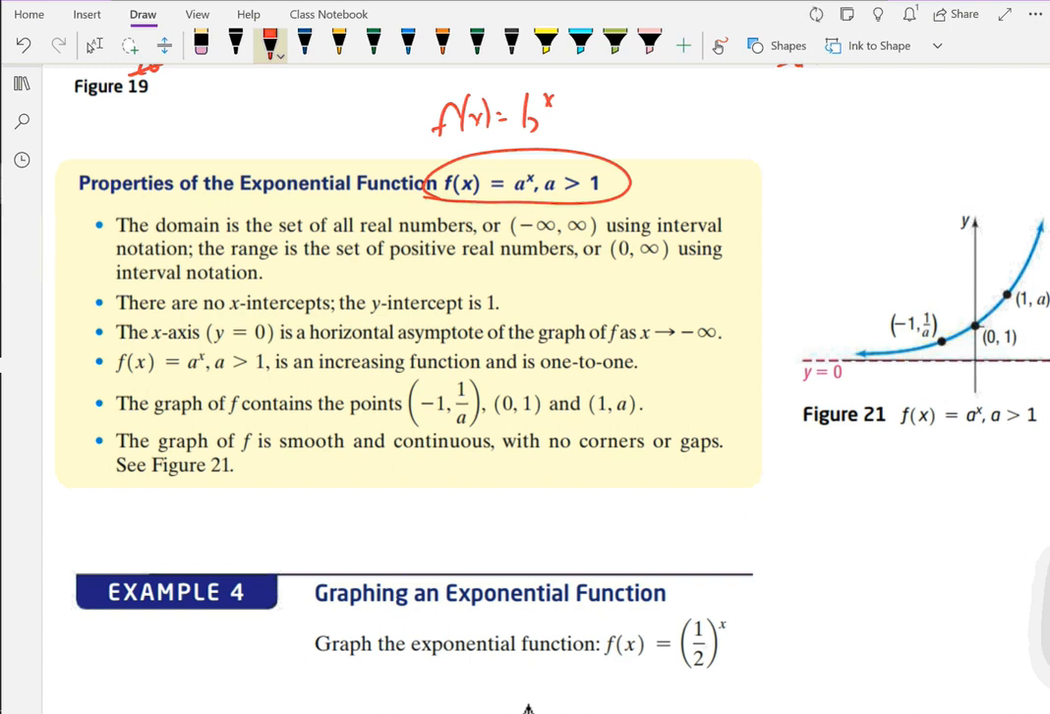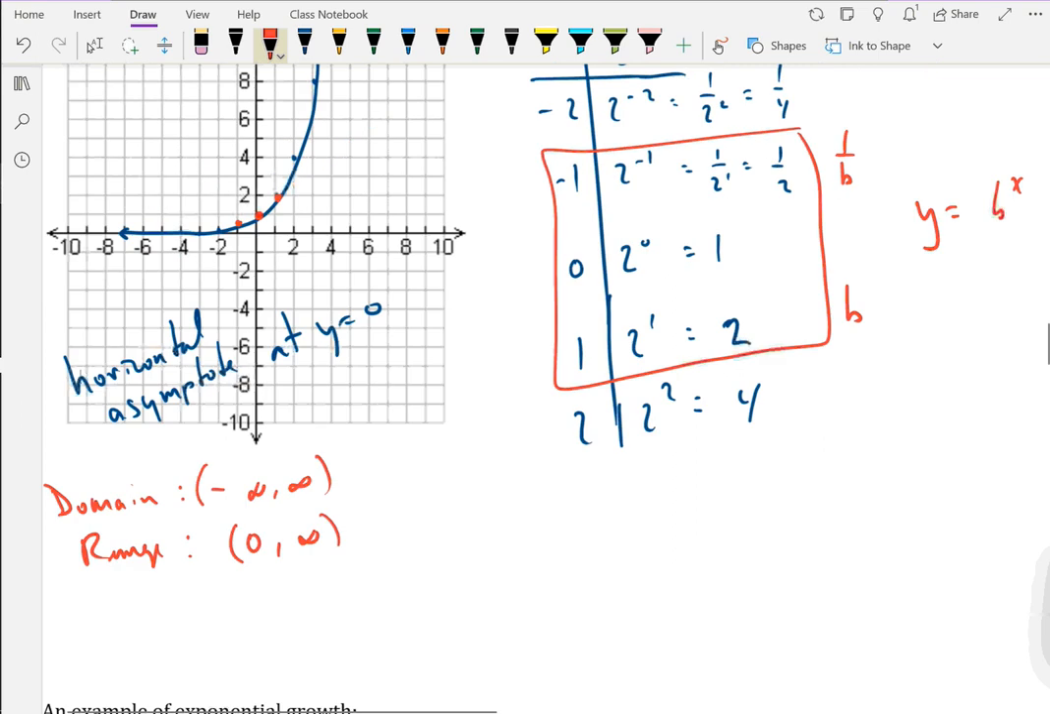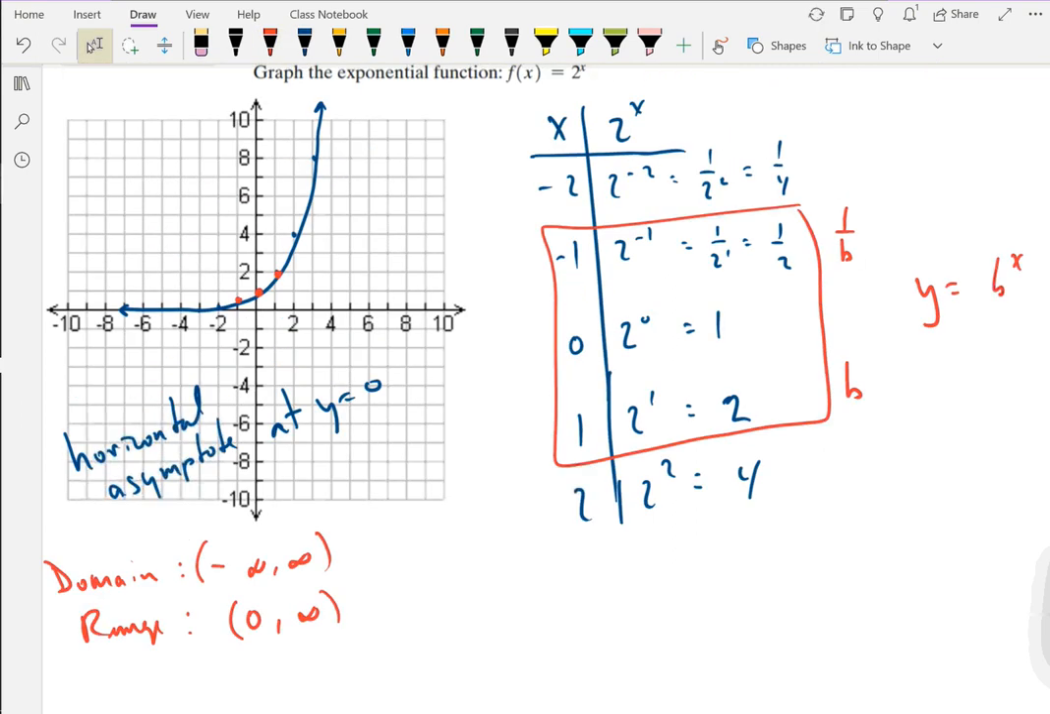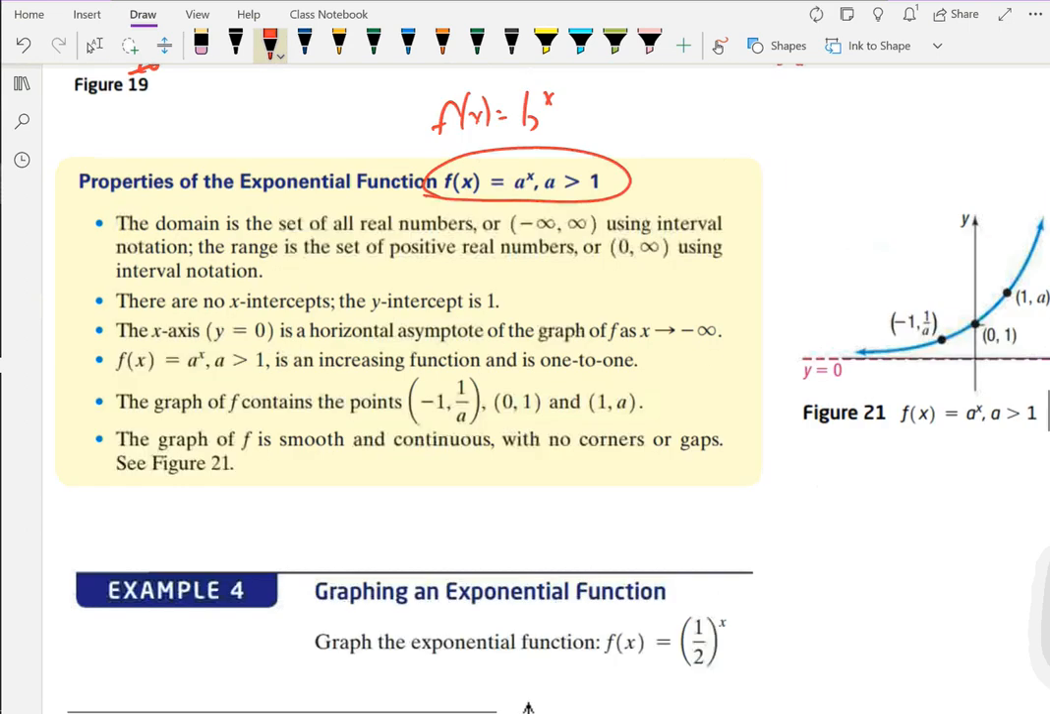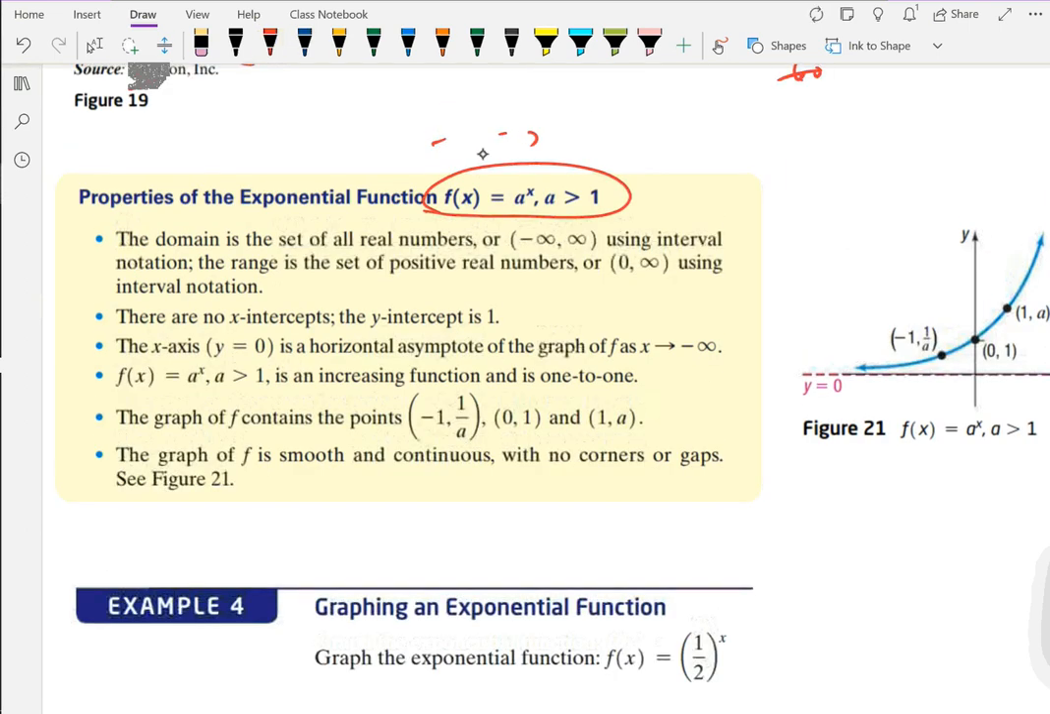In this case, because previously I called it 1 over b and b to the x, our textbook here calls it a. So these are similar items, just to call that to your attention.